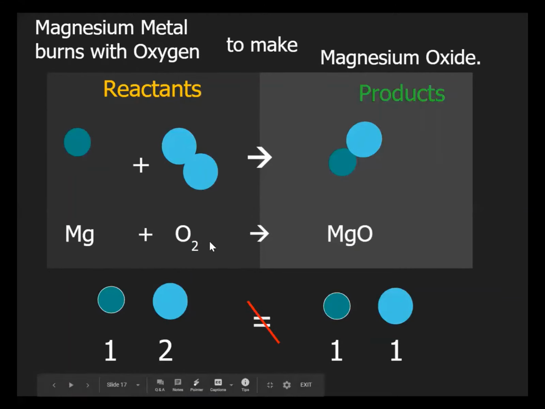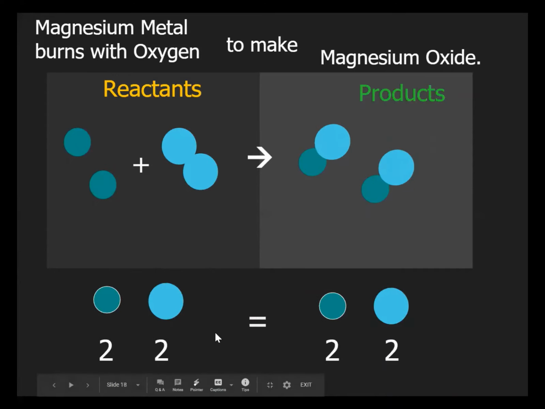So what we need to do, we can't change the formulas. I can't make this be Mg2. That doesn't work. It doesn't come that way. I can't change this to MgO2. That's not magnesium oxide's formula. We can't change that. But what we can do is change the numbers in front of our formulas. I can change the number of packs, the number of packages of our compounds.